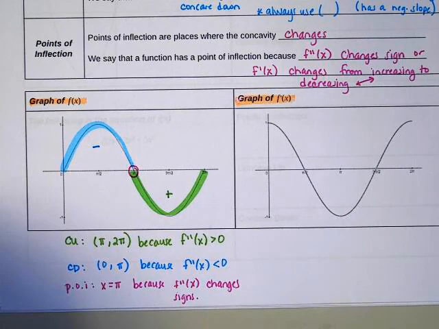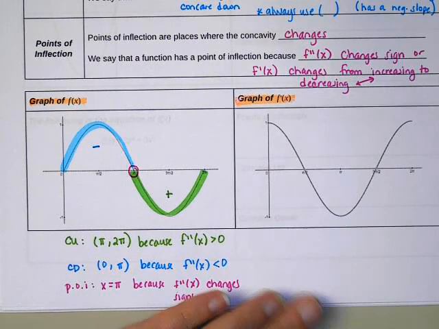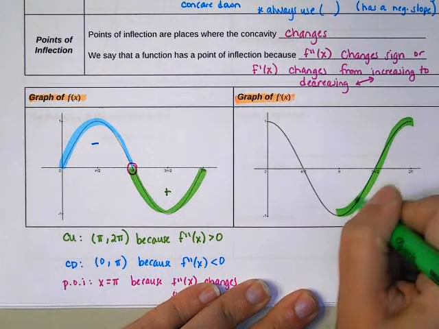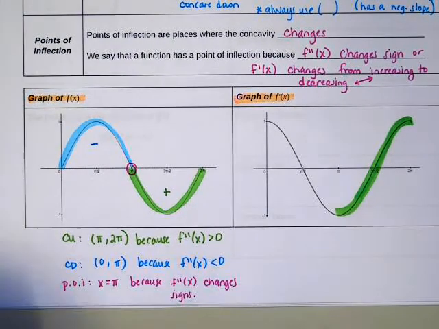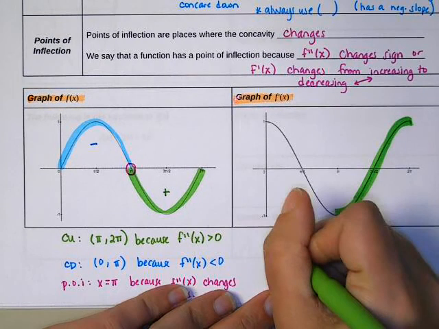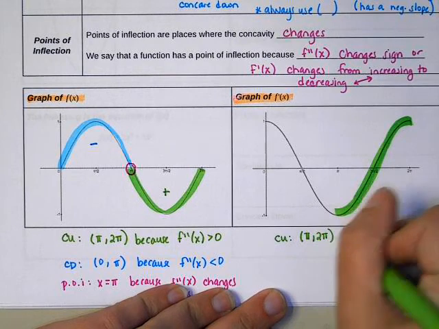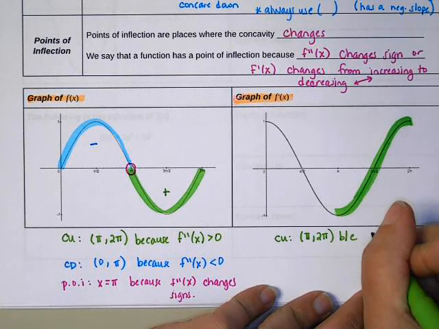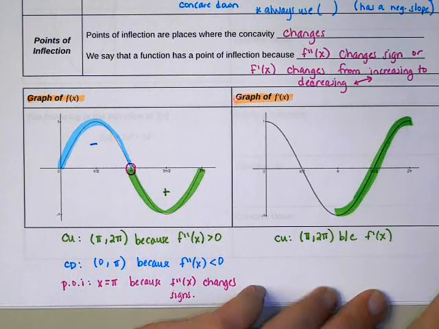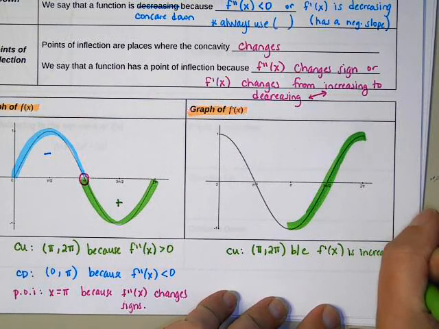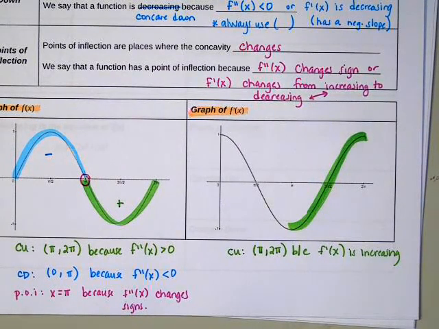So I'm going to be able to determine where the original graph was concave up by looking for where the first derivative has a positive slope, which would be this portion of the graph. So what I would say is I'm concave up from pi to 2 pi because f prime, the first derivative, which is what I have here, is increasing.